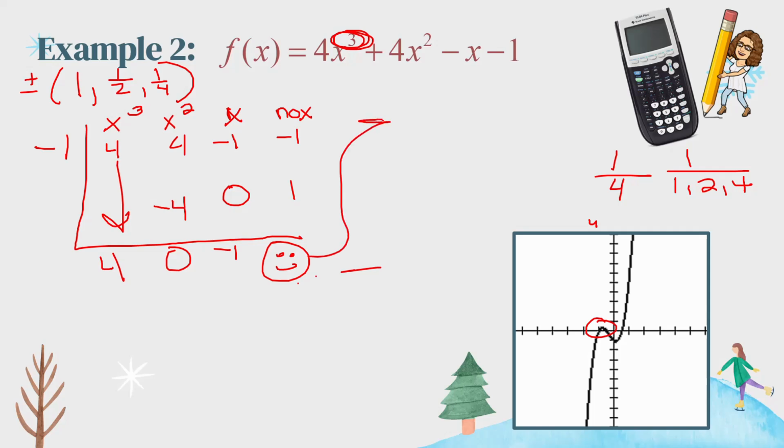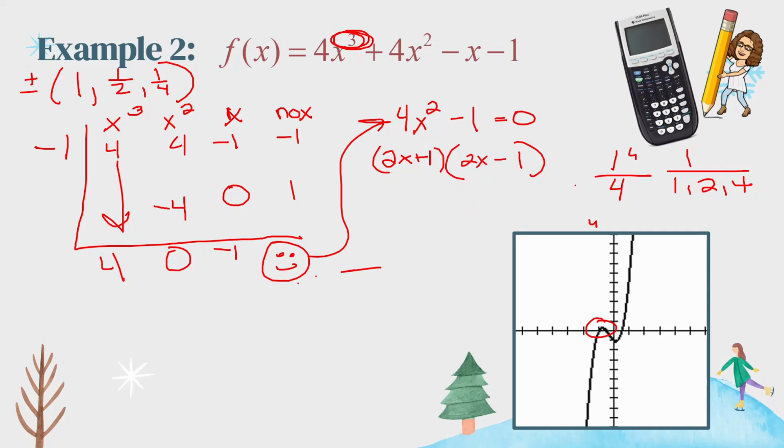So let's translate back. We started with an x cubed. We dropped an exponent, right? So we dropped an x. So this is technically going to be a 4x squared now. So I'll get 4x squared minus 1 that I got to set equal to 0. So now that is a difference of perfect squares. So 2x plus 1, 2x minus 1.